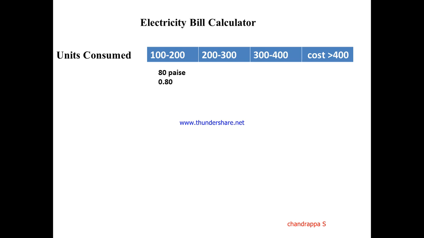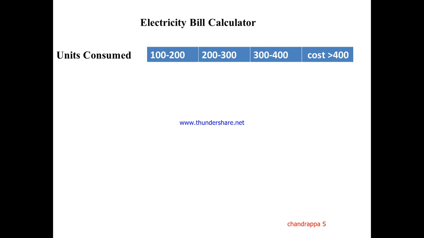Suppose electricity consumed is in between 200 to 300 units. Charges applied for units from 1 to 200 units is 0.80 Rs, and for above 200 units, 0.90 Rs or 90 paise per unit.